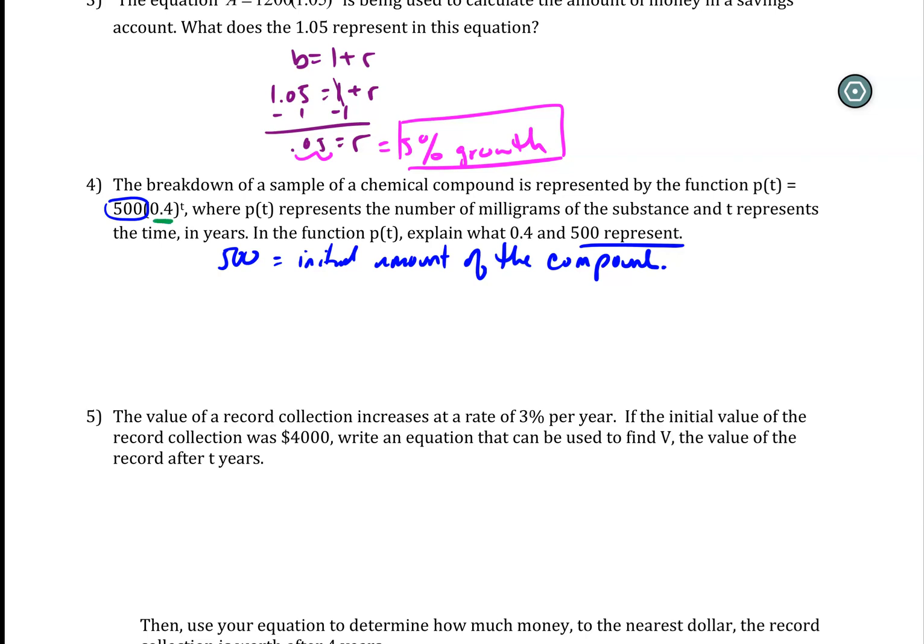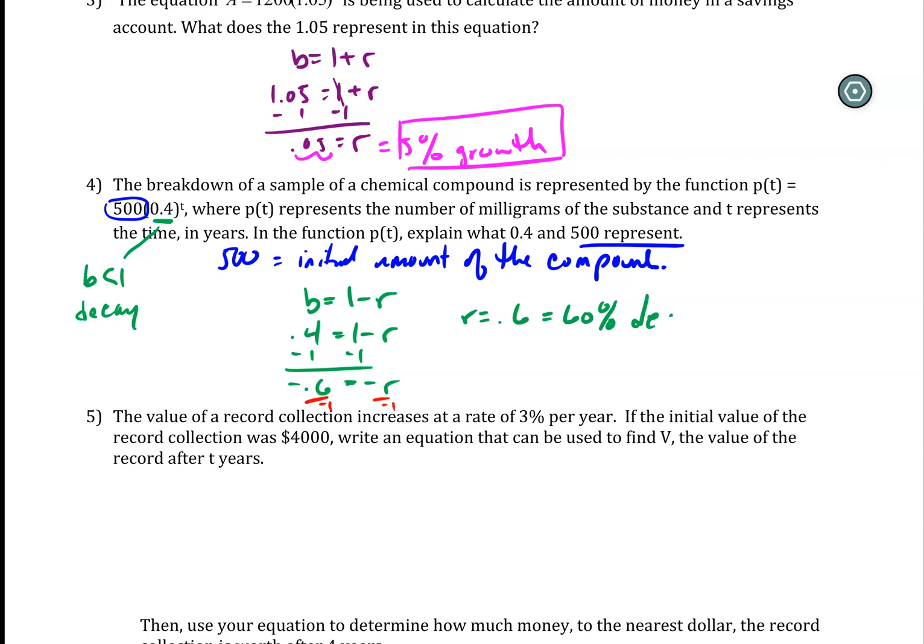So in this case, it's less than 1, so b is less than 1. That means it's a decay. So I can say b is equal to 1 minus r. So 0.4 is equal to 1 minus r. All right, so if I minus the 1 from both sides, I get negative 0.6 is equal to negative r. If I divide both sides by negative 1, I'm going to get r to equal 0.6, which would mean that that's a 60% decay. So that's the 60% decay.